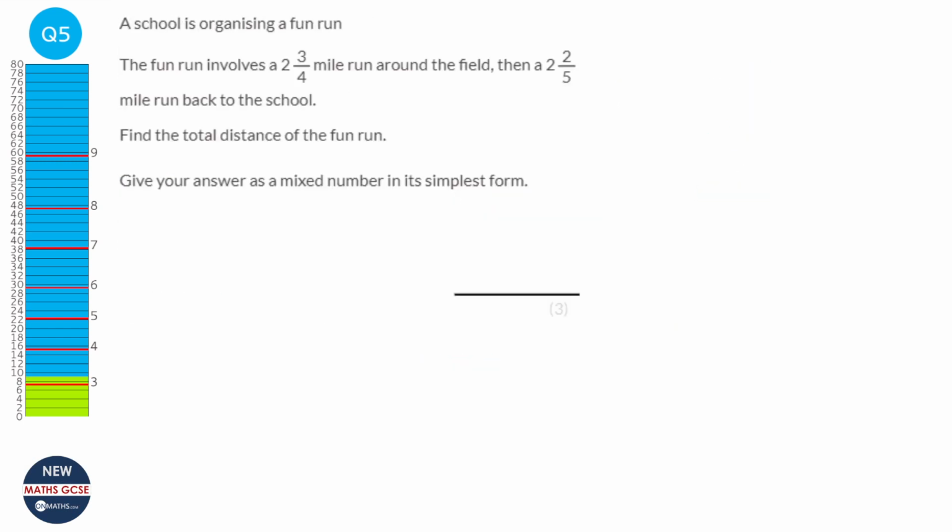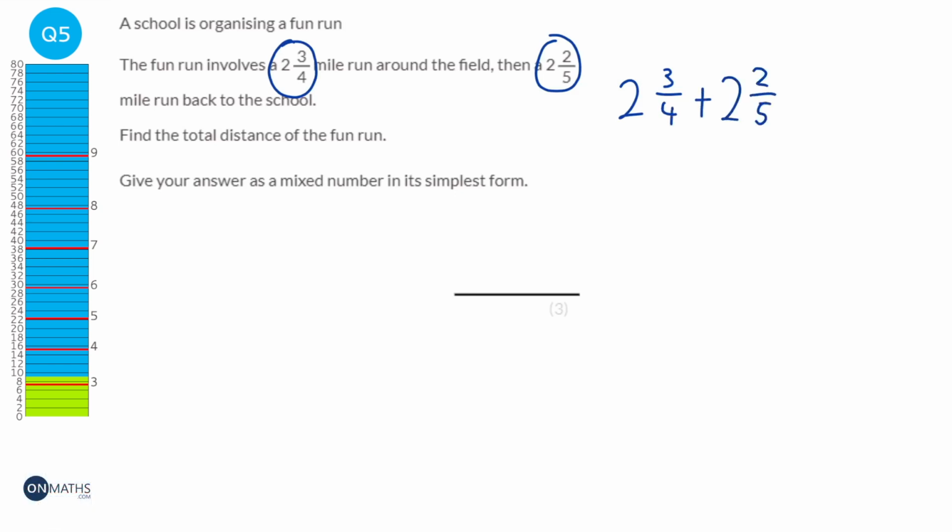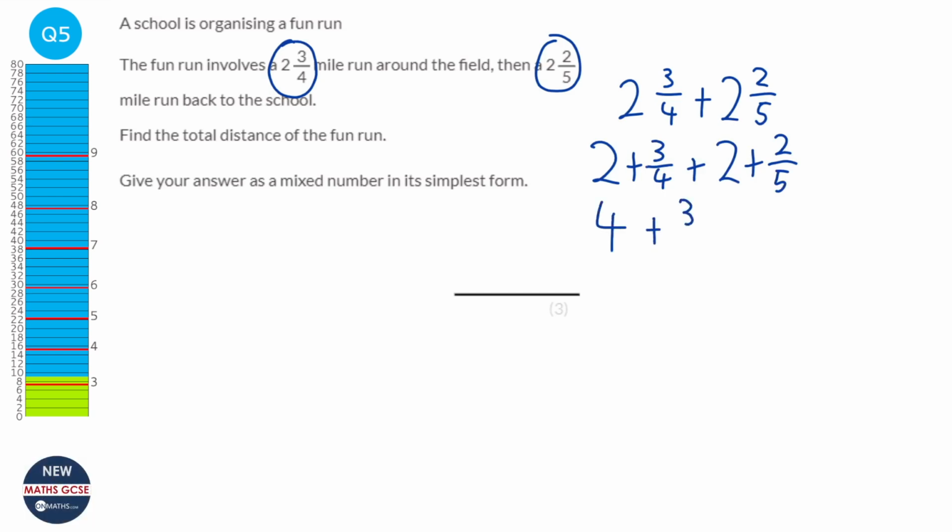So in this question, we basically need to add the 2 3/4 and the 2 2/5. So we're going to do 2 3/4 plus 2 2/5. Now, if I just rewrite this, 2 3/4 can be written as 2 plus 3/4, plus 2 plus 2/5. So we can add the 2s together to make 4. And then all we need to do is add the 3/4 and the 2/5.